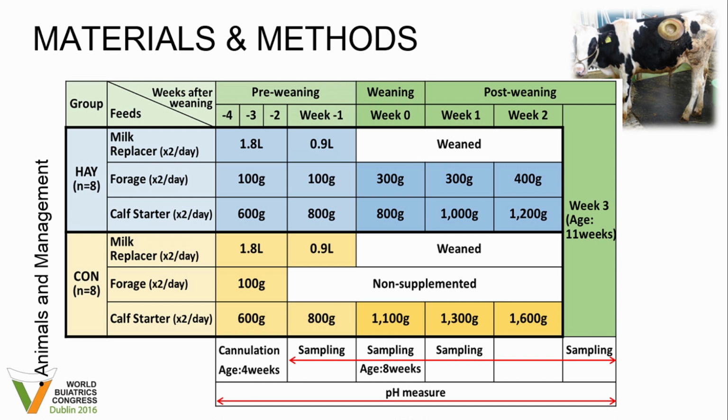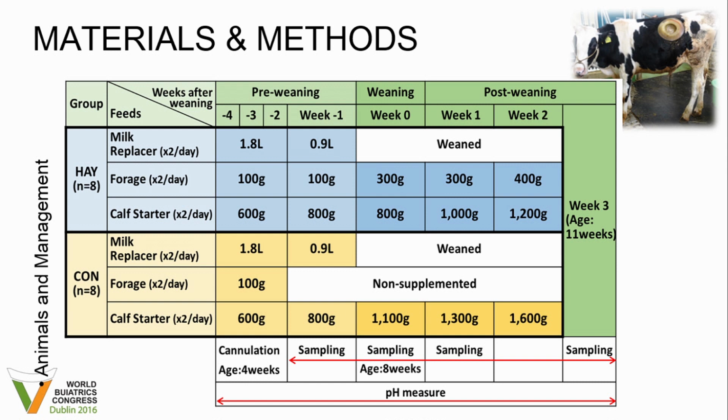At 6 weeks of age, calves were assigned to the forage-supplemented hay group and the forage non-supplemented corn group. At 7 weeks of age, weaning was started in both groups by reducing milk replacer by half, and forage was restricted in the corn group. Then all calves were weaned at 8 weeks of age. Ruminal pH was measured every 10 minutes throughout the experiment.